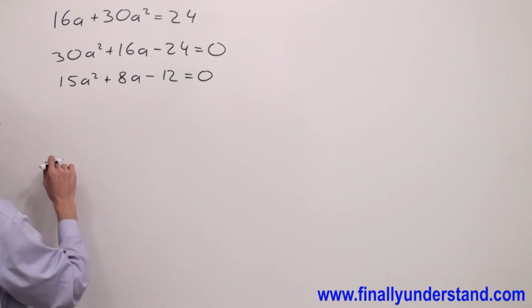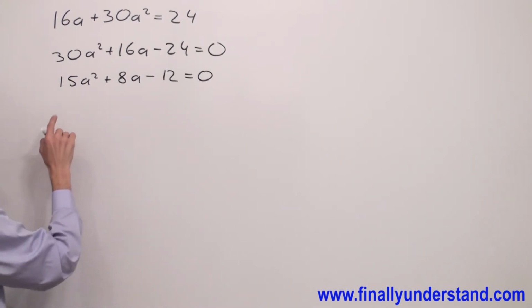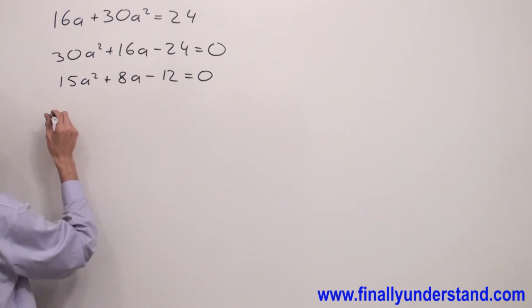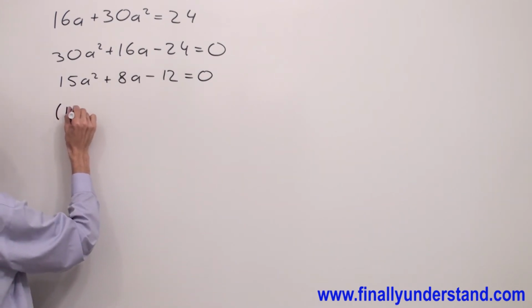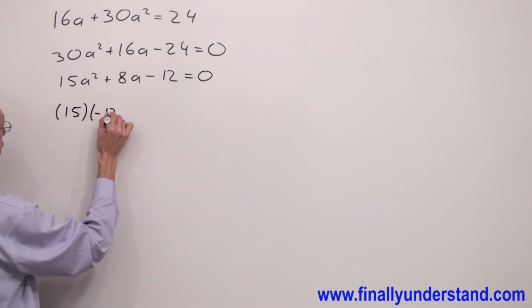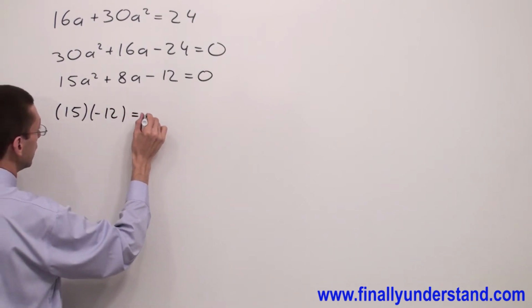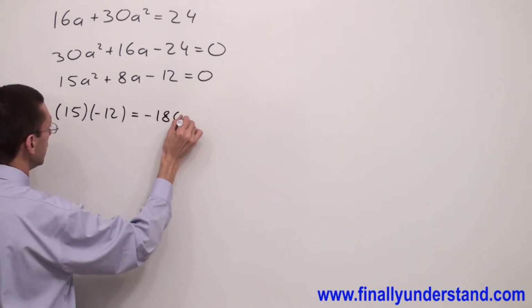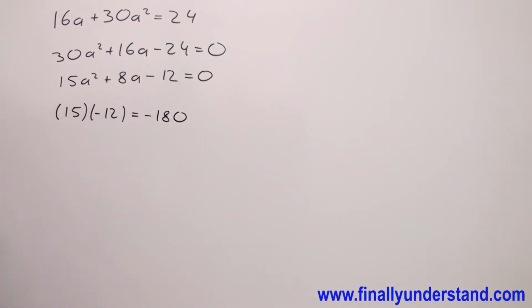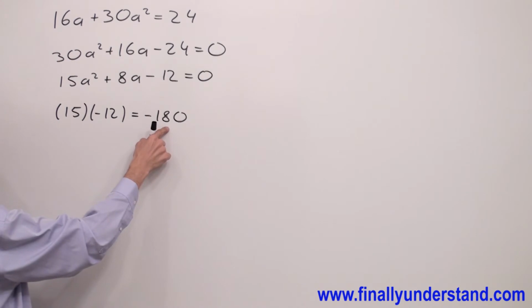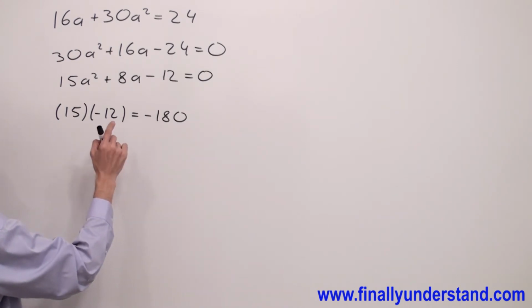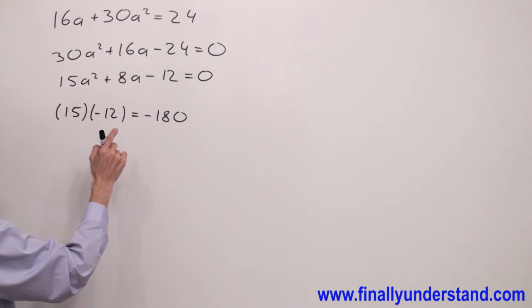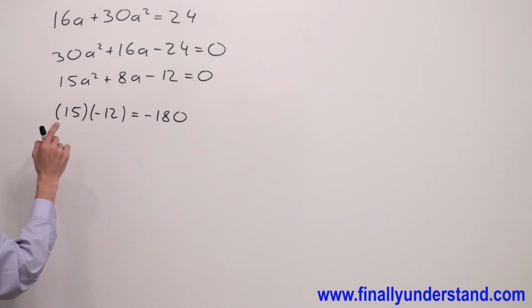Next, I'm supposed to perform factorization. I have 15 times negative 12 is equal to negative 180. Next, I'm supposed to ask myself what numbers I'm supposed to multiply by each other in order to get negative 180, and the same numbers added to each other are supposed to give me positive 8.